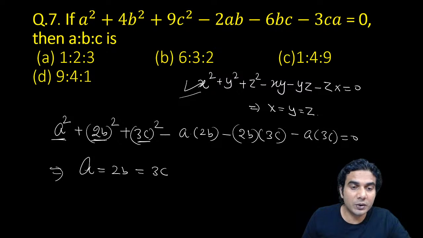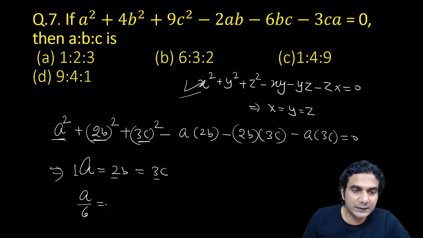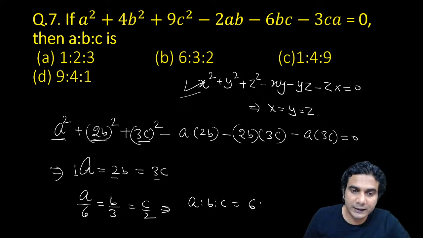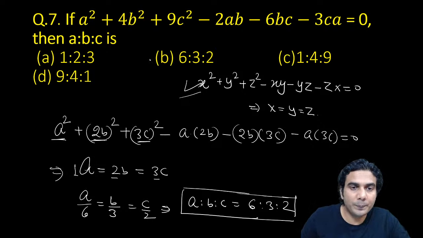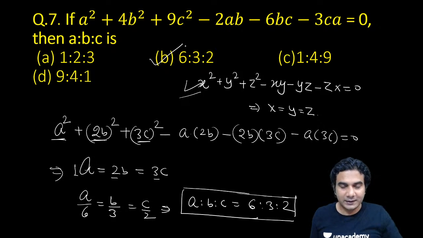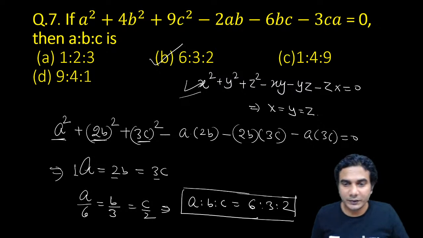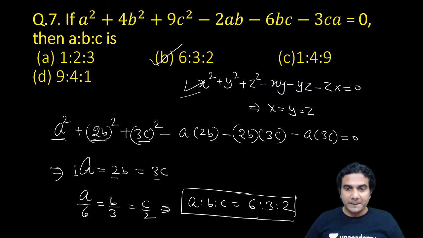And now how to find the ratio? Divide by the LCM of these numbers 1, 2 and 3. So what is the LCM? LCM is 6. So you'll get a upon 6 is equal to b upon 3 is equal to c upon 2. So what is a is to b is to c? So a is to b is to c is nothing but 6 is to 3 is to 2. All right, that is the answer. So b is the correct answer. All right, guys, got it. So this was the right answer.